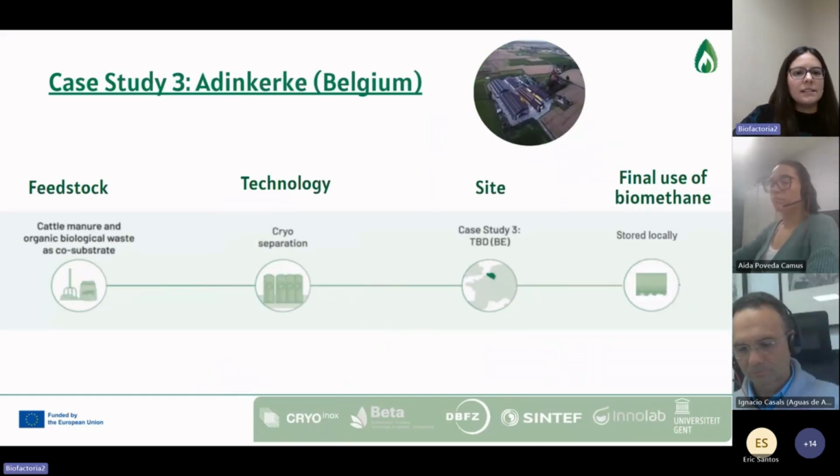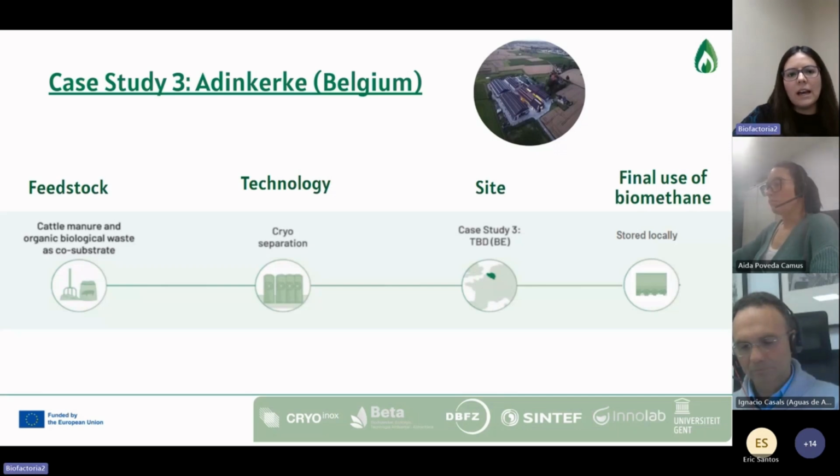Last, it's our case study number 3 in Andinkerke in Belgium. Here is a specific case because it's a farm without natural gas connections and low biogas production. These characteristics make it impossible for small biogas producers to have a sustainable production. That is why these novel solutions will be demonstrated to bring profitability to these small scale plants through biogas purification and liquid biomethane production.